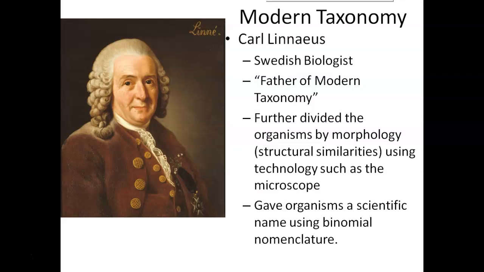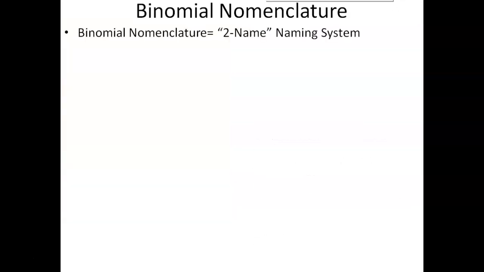And then what he did, after regrouping some of the organisms that were left out from Aristotle's system, was give organisms a scientific name using binomial nomenclature. Okay, binomial nomenclature, big name, all right? It is Latin, like a lot of other science words we've learned this year. If we split it up, bi means two, nomial means name.